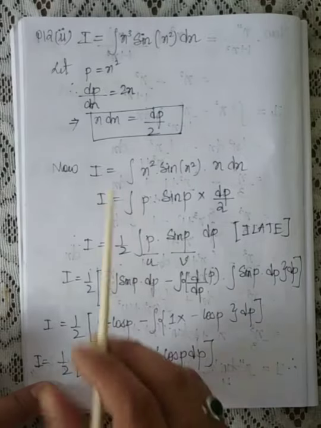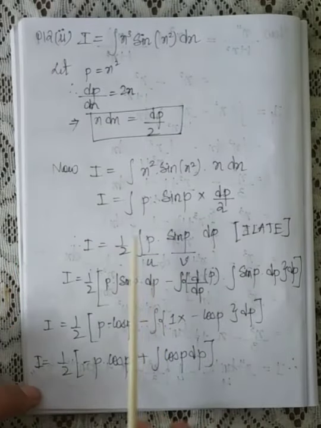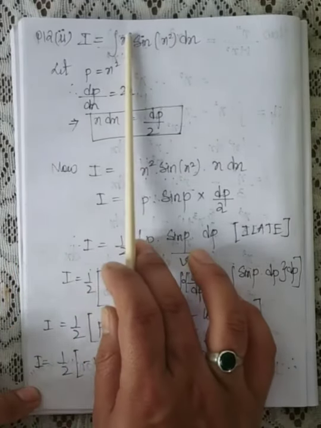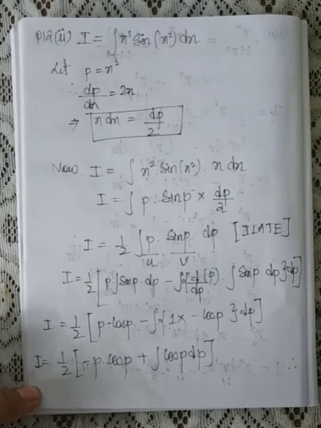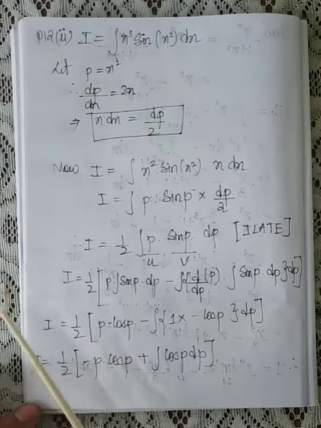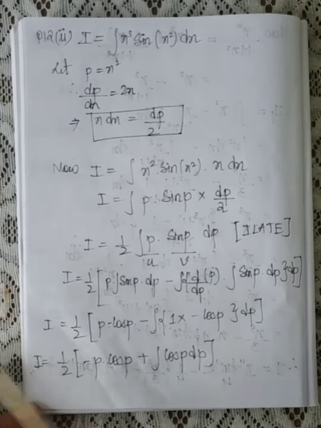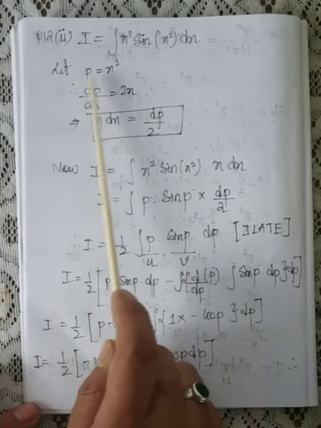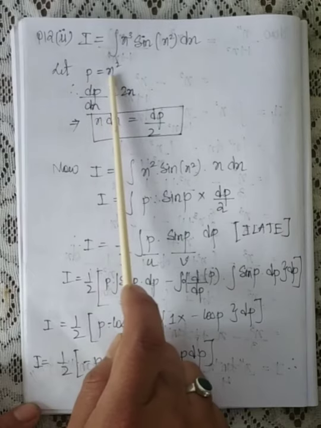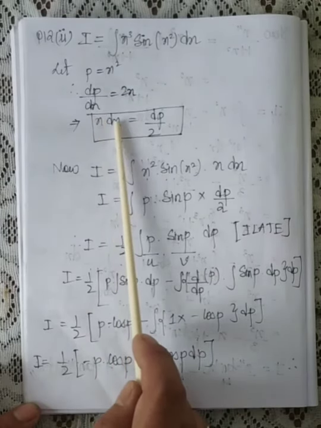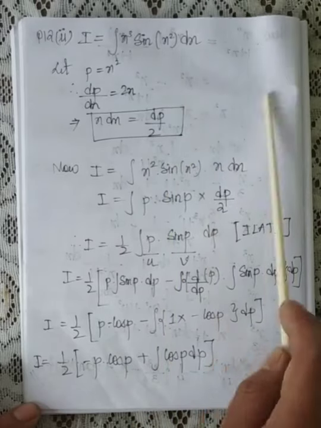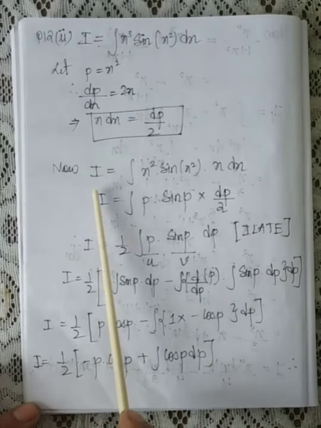Alright, the next one I take out here is question number 12, part 2. The question is integration x cube sine x square dx. A similar example is also there in the worked out examples. So how will I do it: you assume x square as p. Assume x square as p. Differentiate, you'll get the value for x dx, which will be dp by 2. Is it clear till here?